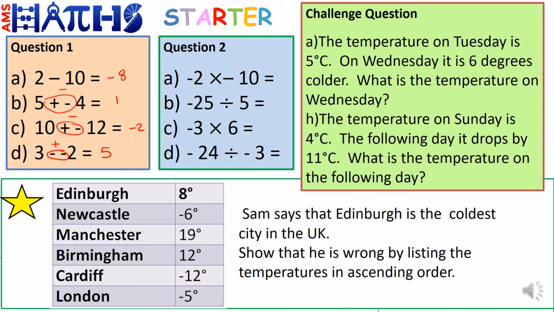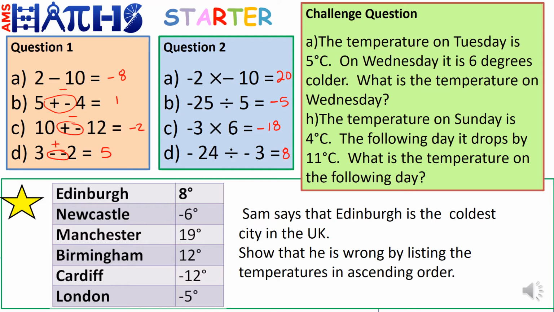Then we're multiplying two negatives, so negative times a negative is positive, so we get positive 20. We have negative 25 divided by a positive 5, so that gives us negative 5. Then minus 3 times 6, negative times positive is negative, so we get negative 18. Then we have negative divided by negative gives us positive, and 24 divided by 3 is 8.